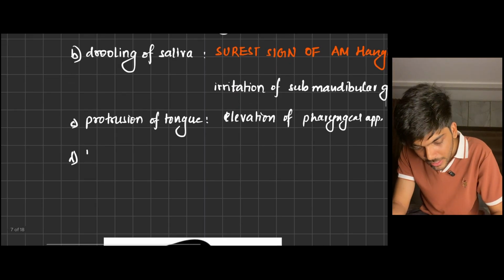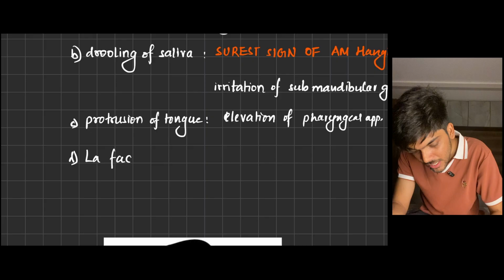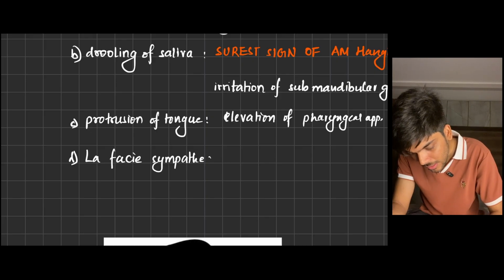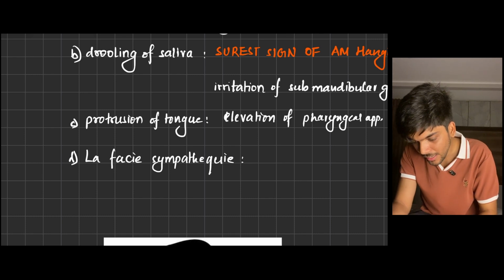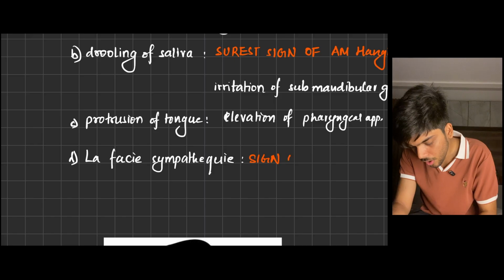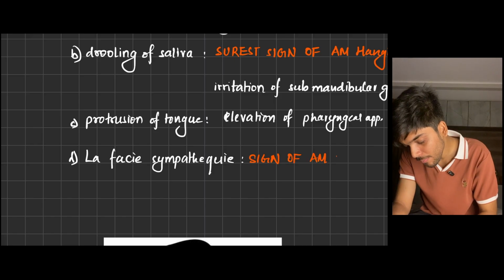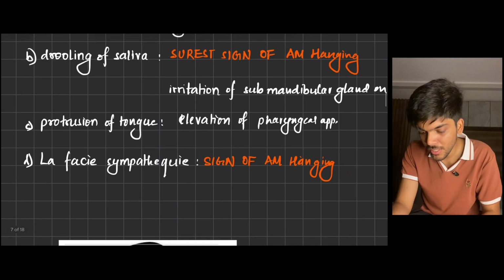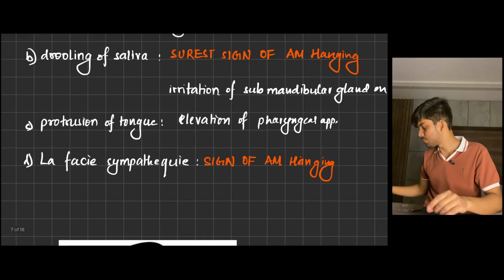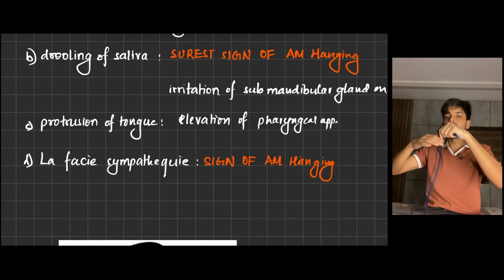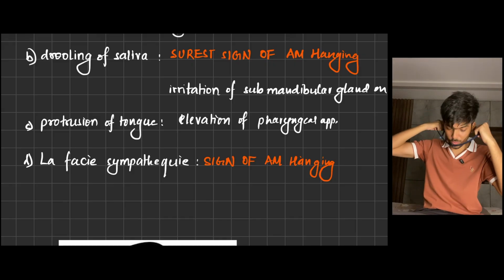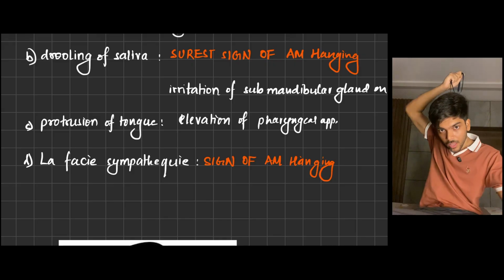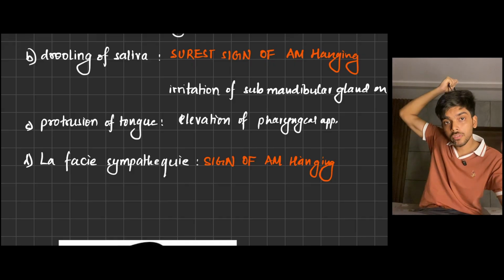Number D, risus... lay facie sympathetic. Now, this is also a sign of antemortem hanging. Remember, the surest sign is drooling of saliva, but this is also a sign. What happens in lay facie sympathetic is that, see, again I am hung. Today I am being hung so many times. Okay, I have to do this much in order to teach you, right?